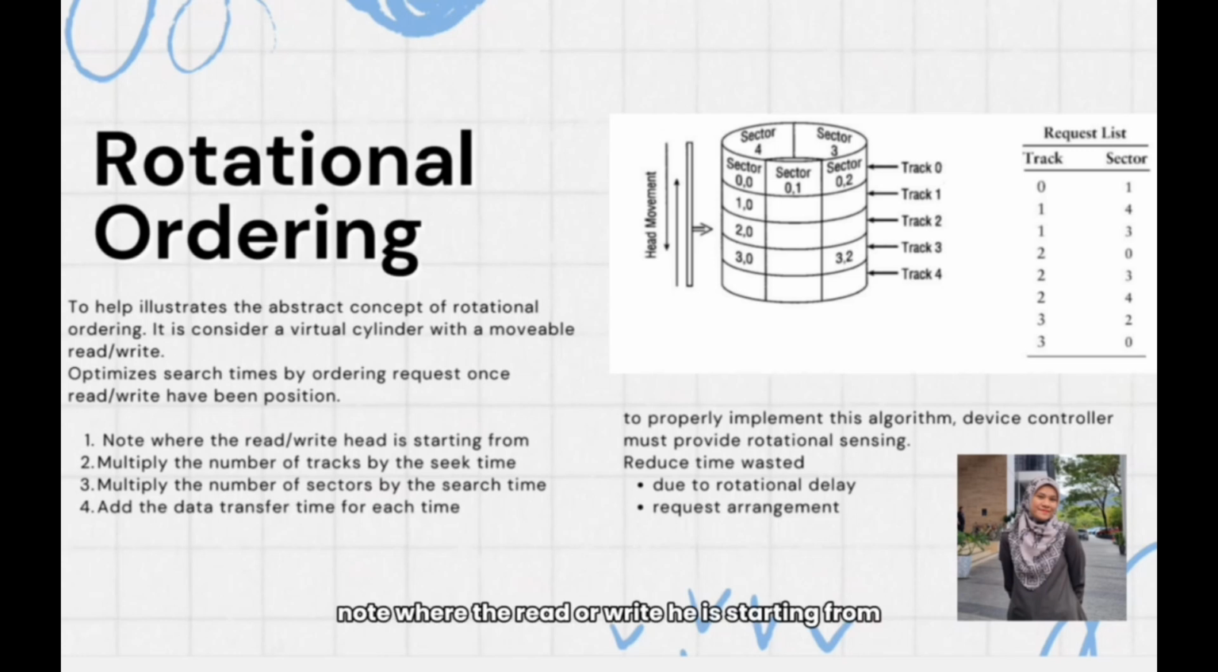First of all, note where the read or write head is starting from, multiply the number of tracks by the seek time, and multiply the number of sectors by the search time, and last but not least, add the data transfer time for each item. To properly implement this algorithm, the device controller must provide rotational sensing. It reduces the time wasted due to rotational delay and request arrangement.